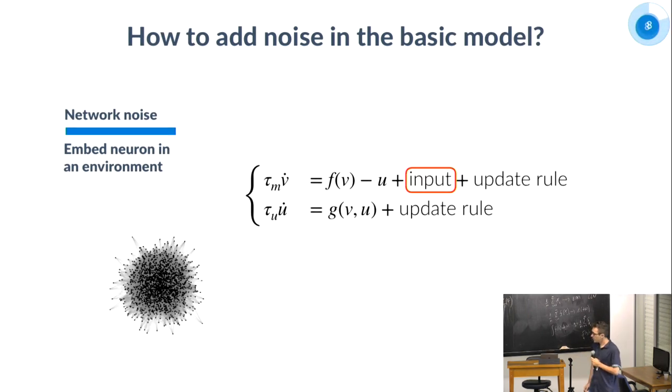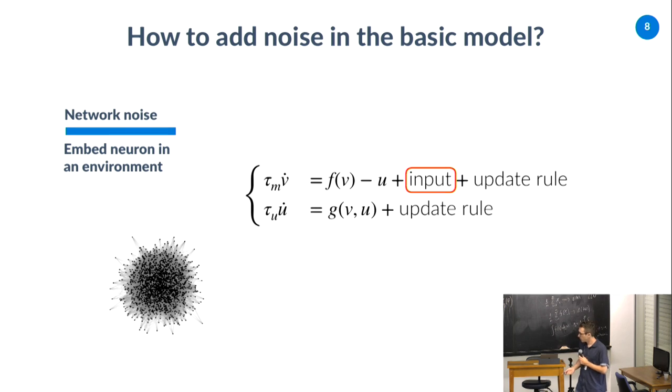Now, if we want to add, for example, network noise, a natural way to do that would be simply to include this neuron in a network, and that would come naturally. So the whole background that is delivered to this neuron comes here at the input, and this would model the network noise.